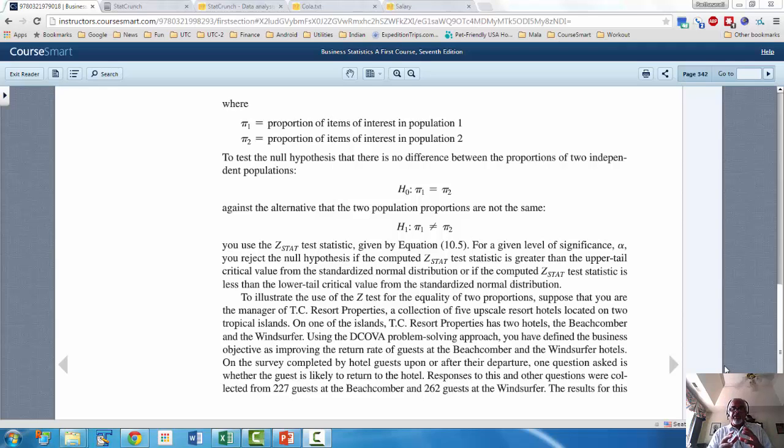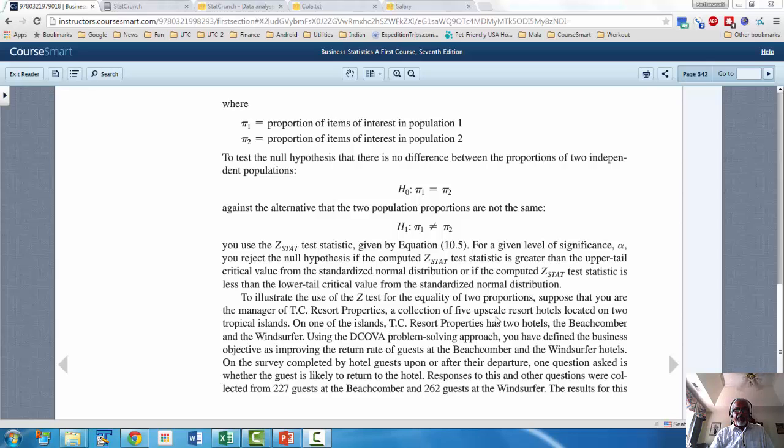We are now going to look at an Excel example of testing for two population proportions. So here let's look at the example from the textbook. Here we have two different holiday hotel resorts, Beachcomber and Windsurfer hotels.